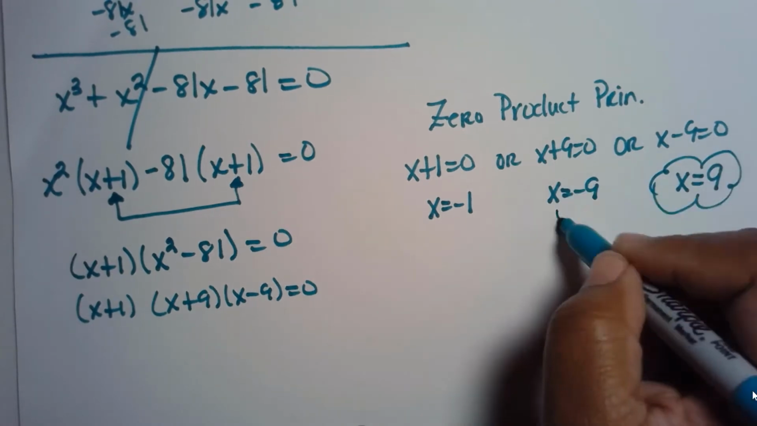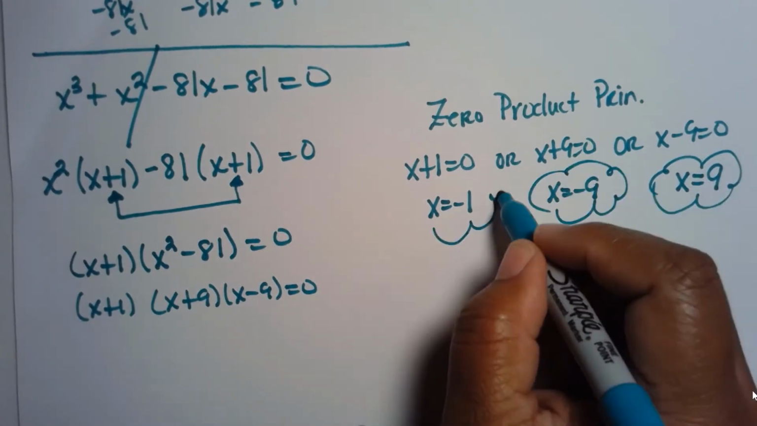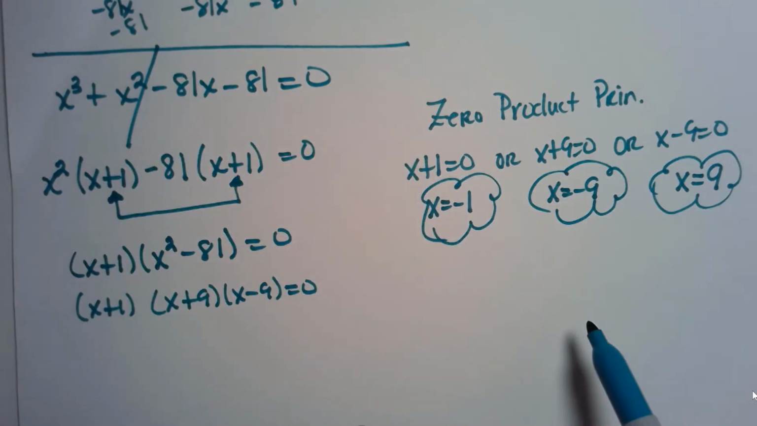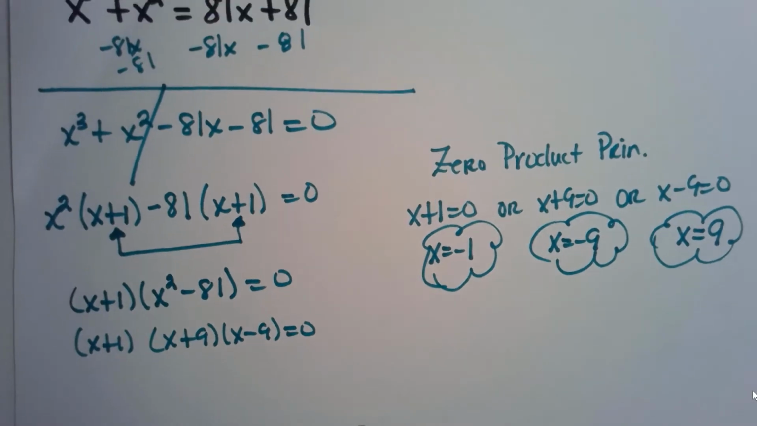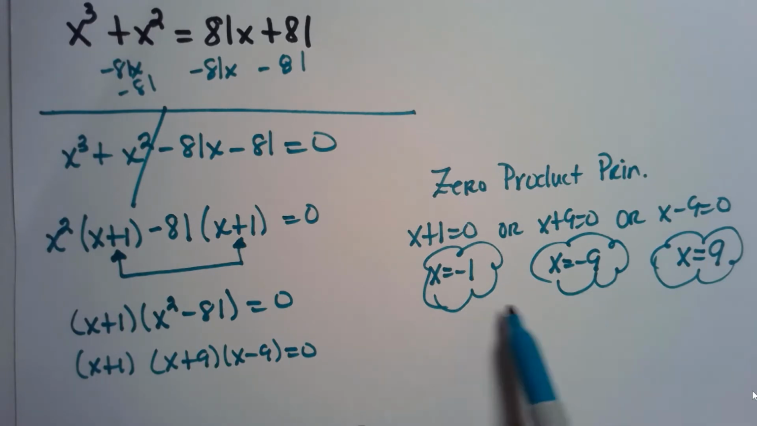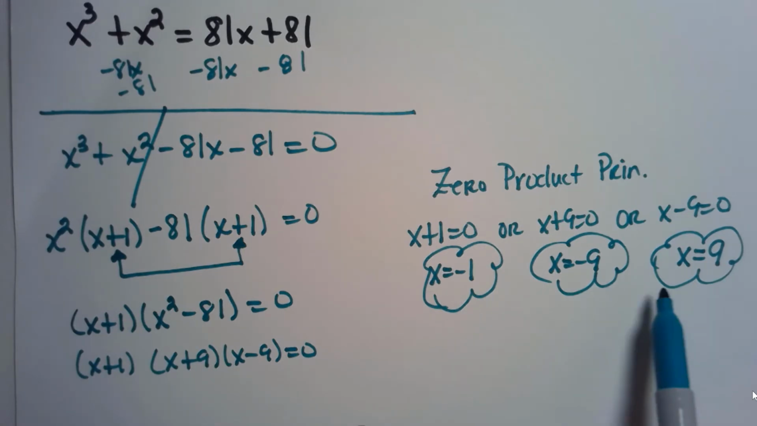And then if you want to on your own, you can check your solutions, go back and plug negative 1, then negative 9, and 9 back into the original equation to see if it checks out. And if it does, well, for this example, all 3 solutions are the answers to this question. We're finished with this.